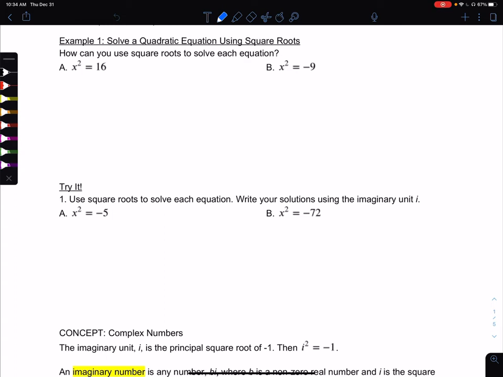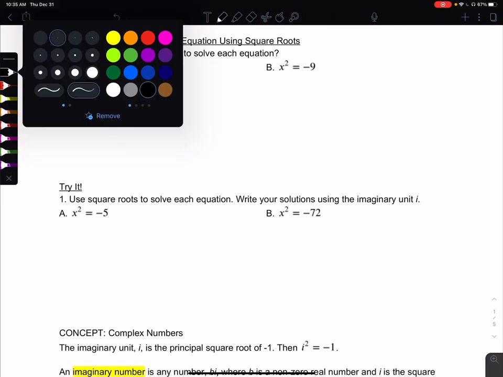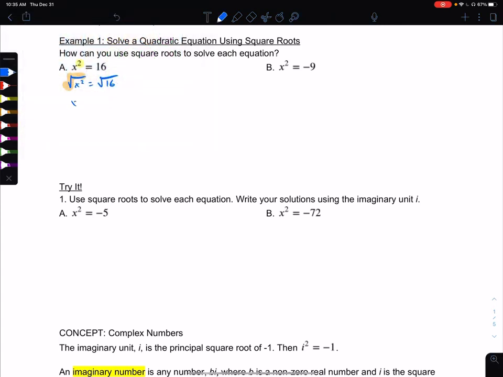And what I want to do for part A is use square roots to undo the square. So we're looking here, this squared. To undo that, I'm going to use a square root. Taking the square root of x squared, that would just be x.